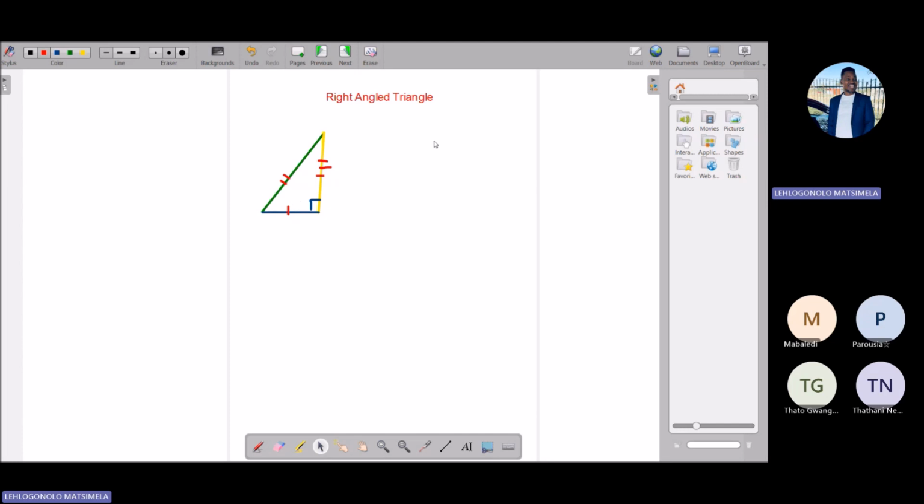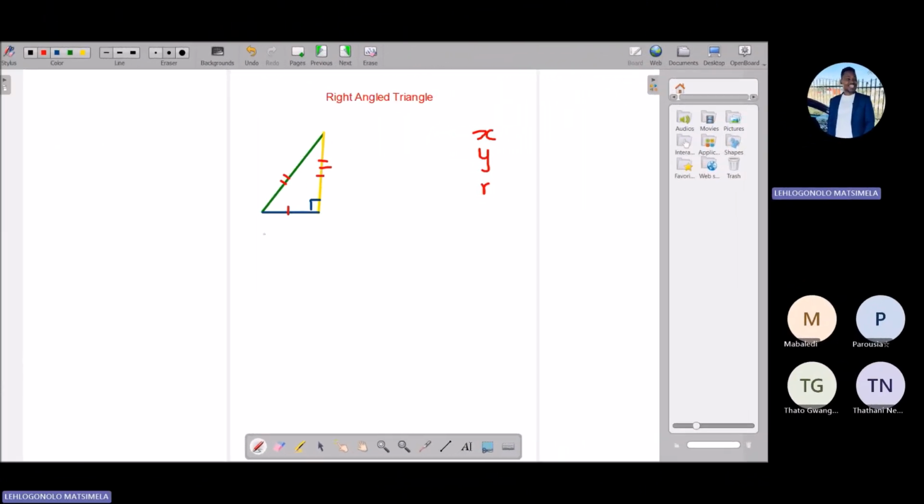Of the three sides, one has to be x, another has to be y, and the other has to be R. What is the X side? The X side we call the adjacent. What is the Y side? The Y side we call the opposite. And what is the R side? The R side we call the hypotenuse. Hypotenuse is the longest side on the triangle.